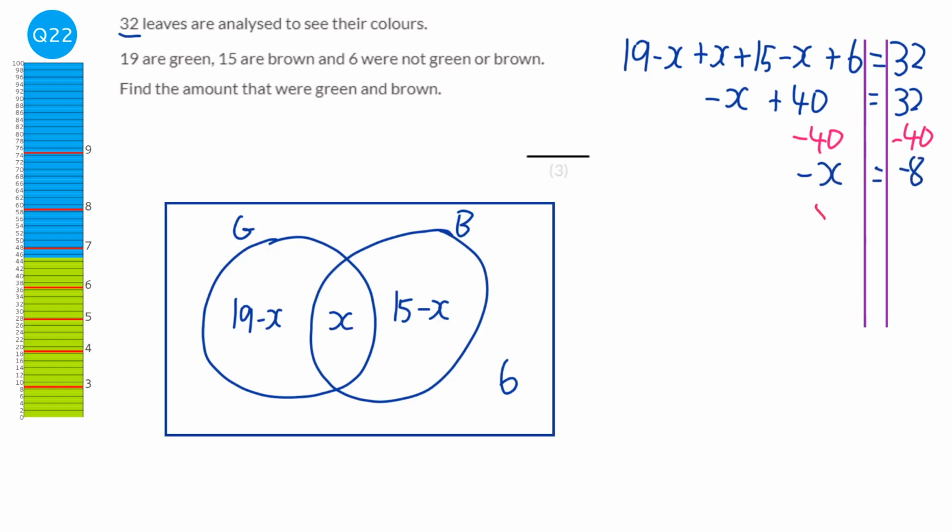And we can just times by minus 1 both sides to make them both positive. So now we know X is 8, we can start filling in the Venn diagram. So it's 19 take away 8, which will be 11. X is 8, so we know that that's 8. And 15 take away 8, which is 7. So find the amount that were green and brown. We know it's going to be 8.